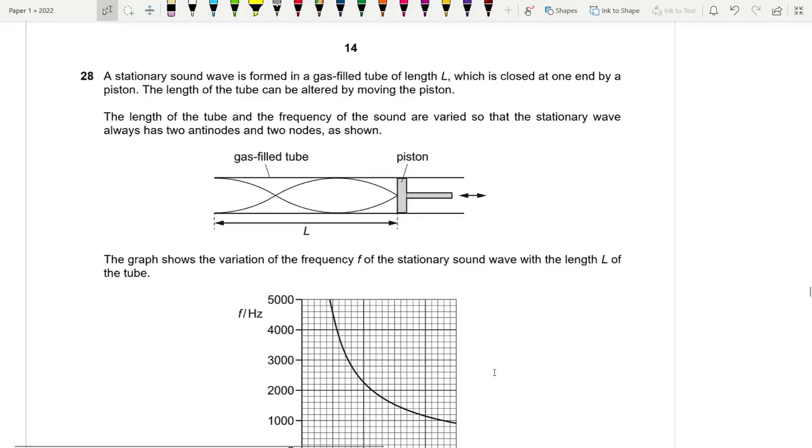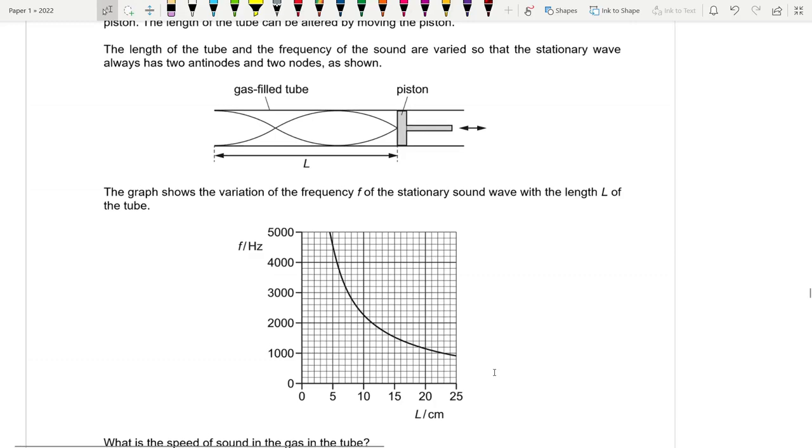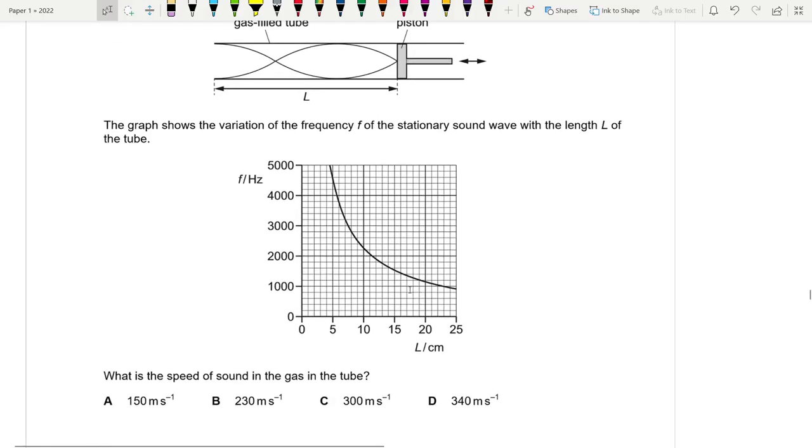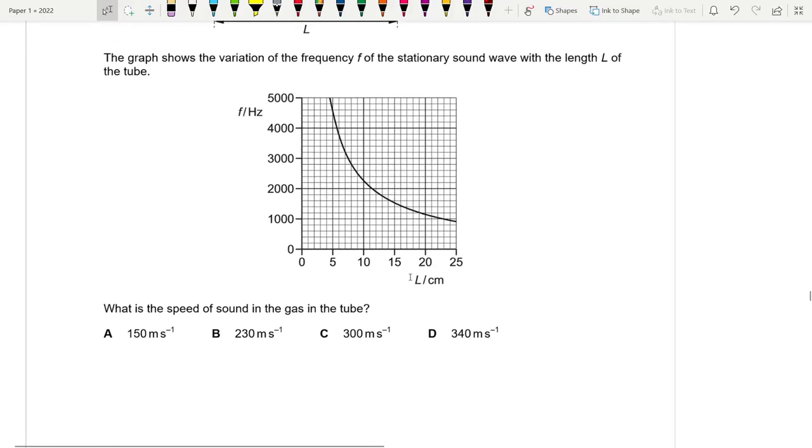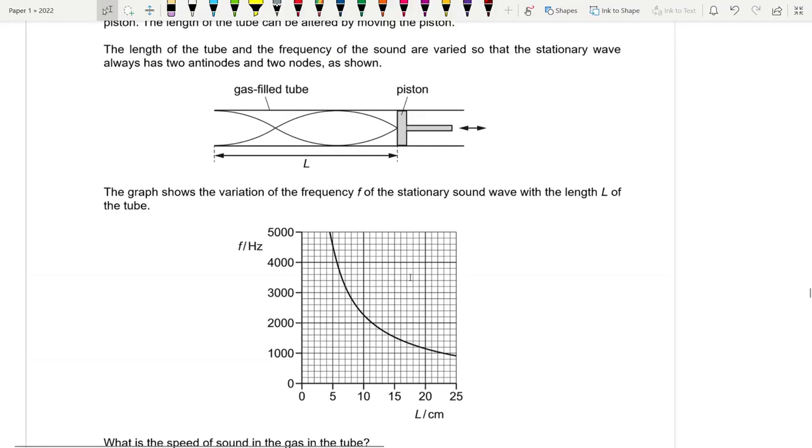Okay, so for 28, what do we have? A stationary wave is formed in a gas-filled tube of length L, which is closed at one end by a piston. The length of the tube can be altered by moving the piston. The length of the tube and the frequency of the sound are varied so that the stationary wave always has two antinodes and two nodes. The graph shows the variation of the frequency of the stationary sound wave with the length L of the tube. What is the speed of sound in the gas in the tube? Interesting. So guys, let's see how to do this.